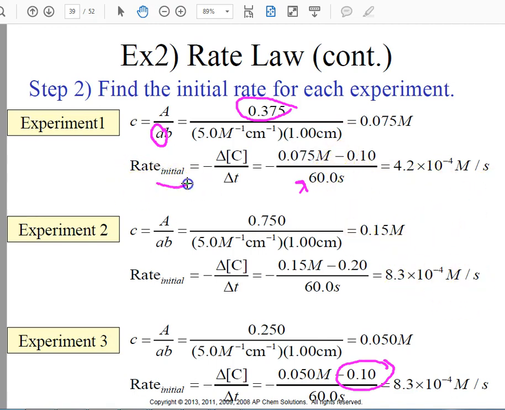And we're looking for the rate at the beginning, because remember the rate changes as the reaction goes. So we want to know just what was the rate in that first time block. So now we have our rate for experiment 1, experiment 2, and experiment 3. Now let's compare that to how our concentrations changed.